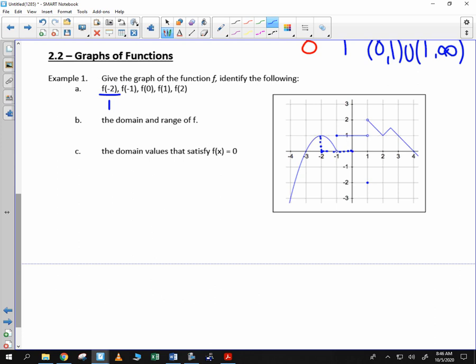F of negative 1, notice how when you look at negative 1, there looks like there's 2 points. You have an open circle there and the closed circle up here. So we choose the closed circle. The open circle is not defined at that spot. And you have another value of 1.